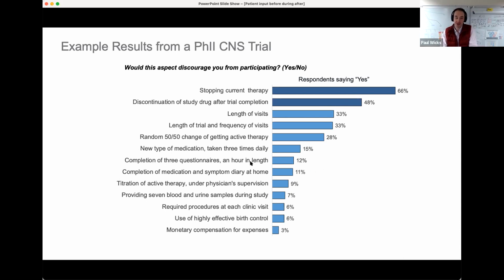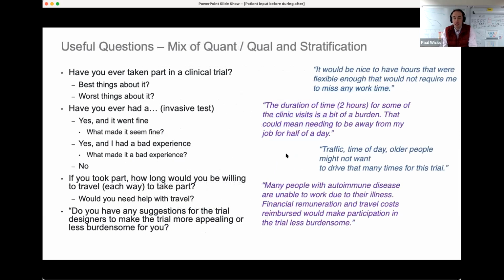So actually trying to rank this stuff and quantify it is quite helpful. You can feed that into prioritizing what amendments you might make if you're already in the middle of it. Like I say, a mixture of quantitative and qualitative questions could be good.